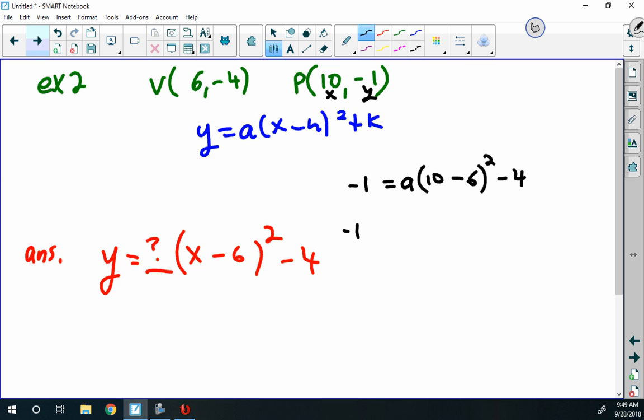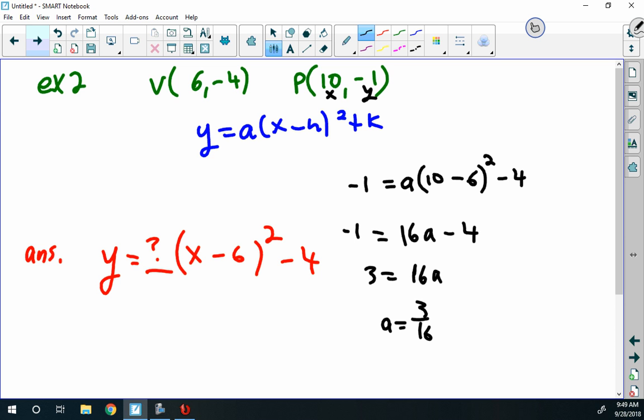So we get -1 equals 10 minus 6 is 4. 4 squared, 16. So -1 equals 16A minus 4. So I add 4 to both sides, so I'll get 3 equals 16A. So then I'll go ahead and divide. And so my A value is going to be what? 3/16.